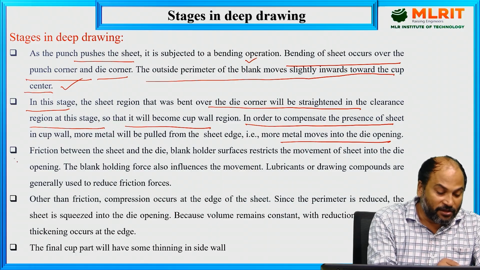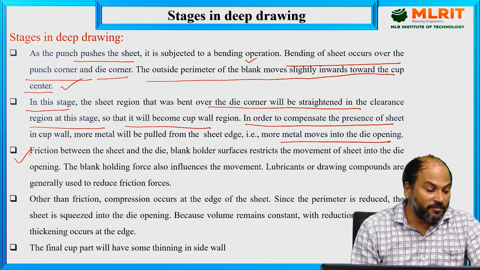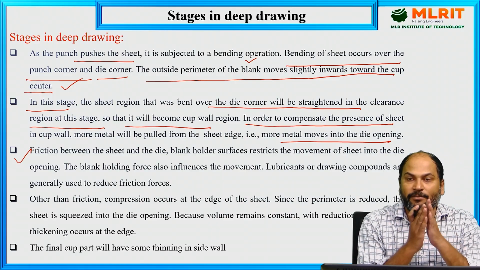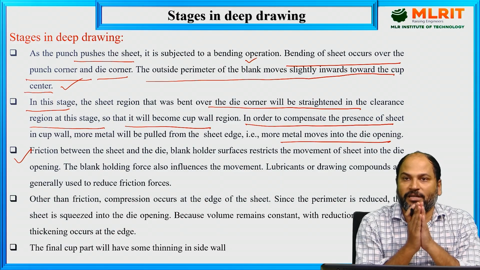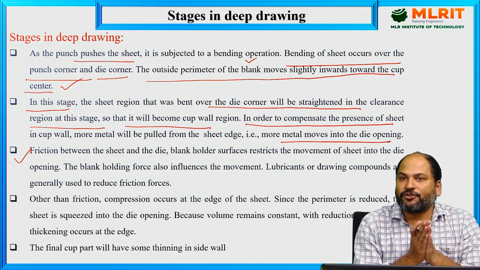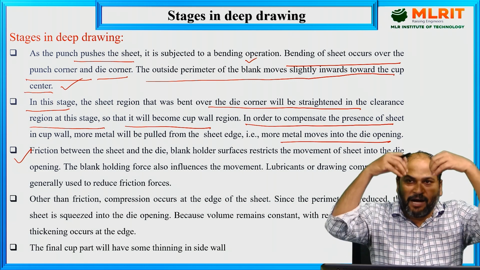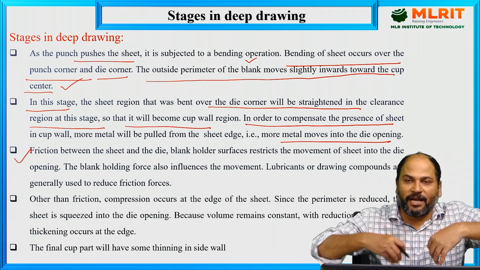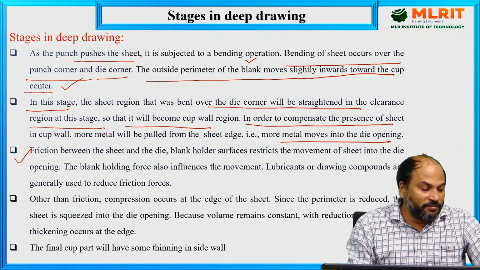In the third stage, of course, friction. Where will the friction be? We already know whenever there are two surfaces in contact and one is moving relative to the other, definitely there will be friction over there. So what is happening here? Our blank is moving because we are applying force to the punch.